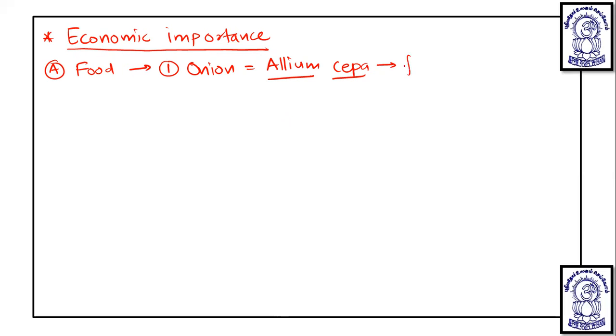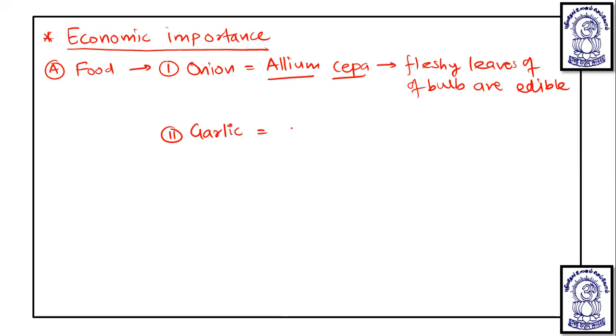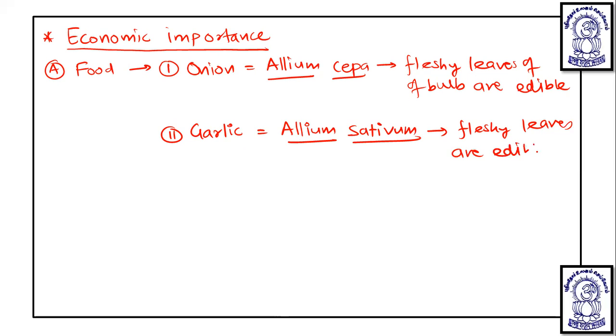In the onion, the fleshy leaves of the bulb are edible. The second is garlic, and garlic is Allium sativum. And in this also, the fleshy leaves of the bulb are edible or eatable.